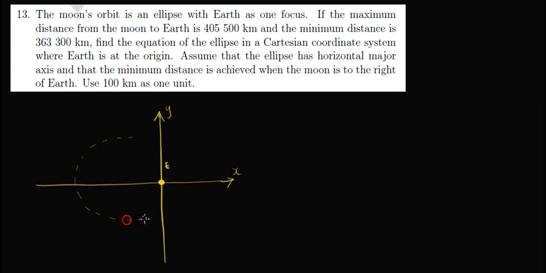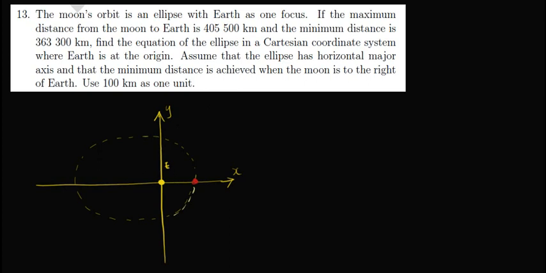Okay, so this is not the best drawing that you could have, pero pwede na din yan. So the moon is here. Sorry, pantay ito ha. Okay, the moon is here, yung path ng moon. Ito yung minimum distance, which is 363,300 kilometers. But we will be using 100 kilometers as 1 unit. So basically, ito magiging 3,633 units.